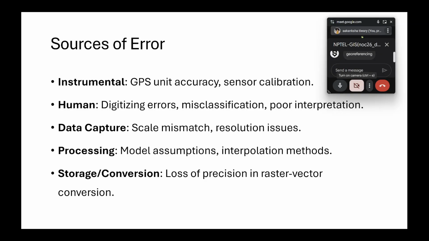So, what are the sources of error? Instrumental error, human error, data capture. There can be scale or resolution mismatch issues. Then processing: while processing, there are some assumptions that the model makes, so that can also introduce some error. And then in conversion: suppose you convert from raster to vector data, there can be a loss of precision. Okay, so these are different sources of error. At each step we have to be very careful.